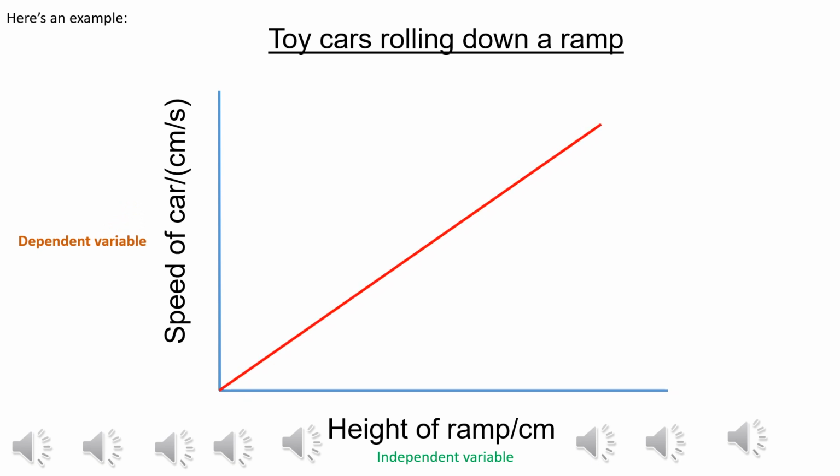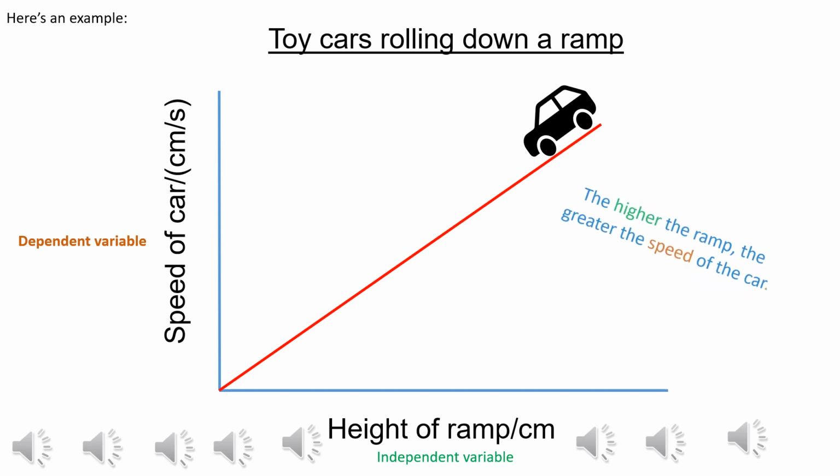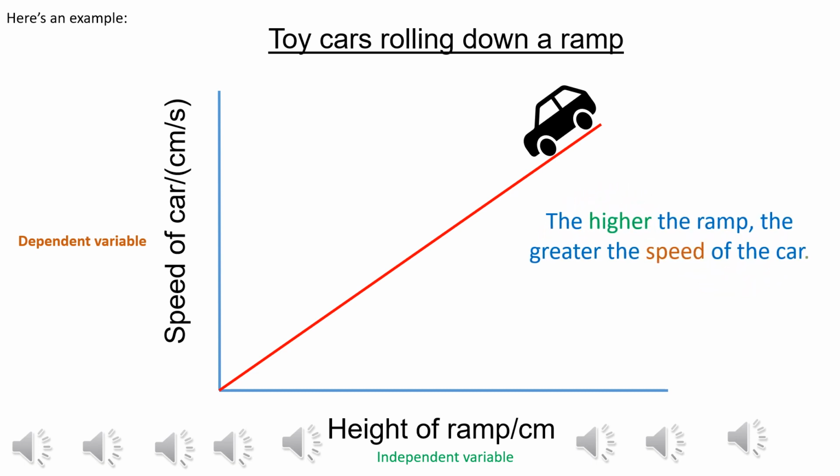So here's the graph. We can describe this by saying, as the height of the ramp increases, the speed of the car at the bottom increases. Or simply, the higher the ramp, the greater the speed of the car at the bottom. As this is a straight line passing through the origin, we can also say speed is directly proportional to the ramp height.